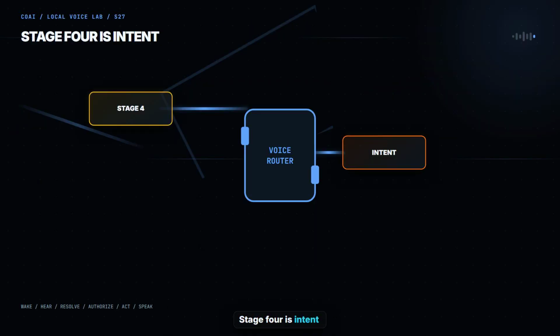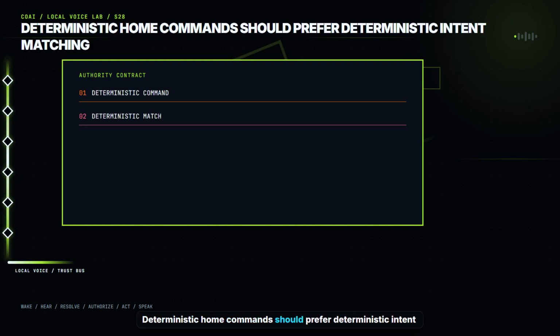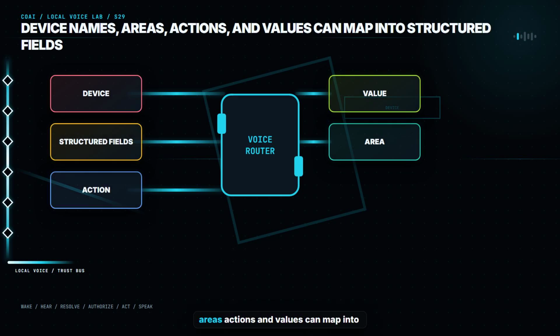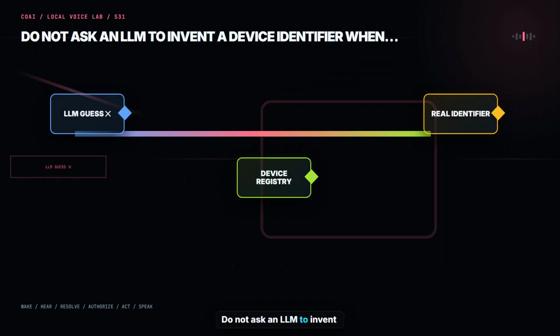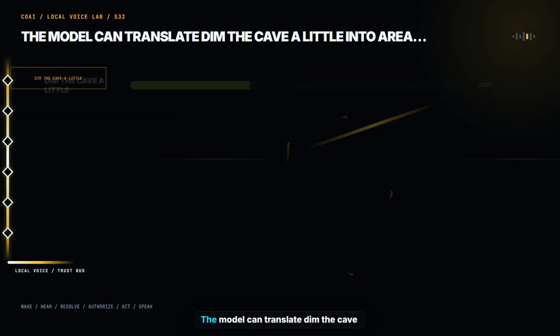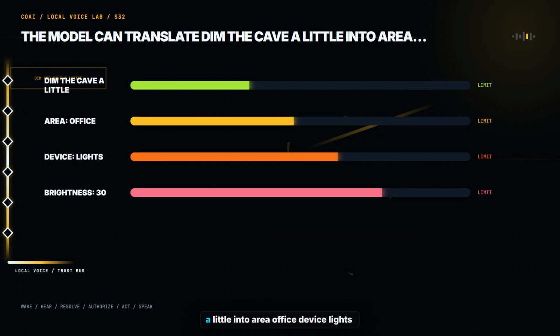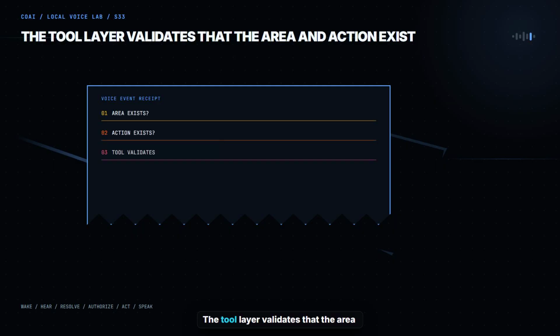Stage 4 is intent. Deterministic home commands should prefer deterministic intent matching. Device names, areas, actions, and values can map into structured fields. Use a language model for open questions, follow-up reasoning, or requests that need flexible interpretation. Do not ask an LLM to invent a device identifier when Home Assistant already owns the device registry. The model can translate "dim the cave a little" into "area office, device lights, brightness 30." The tool layer validates that the area and action exist.